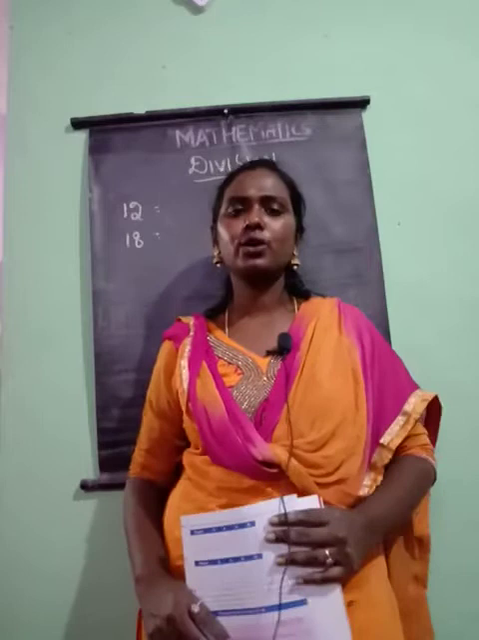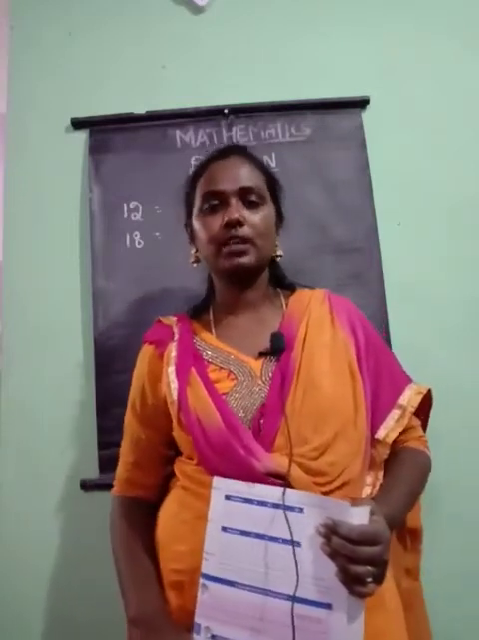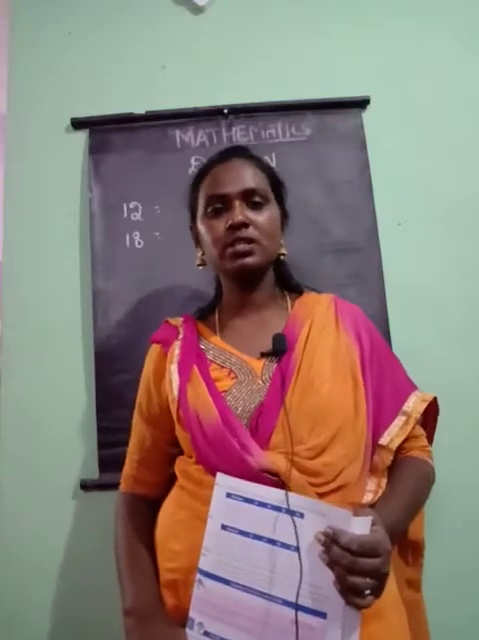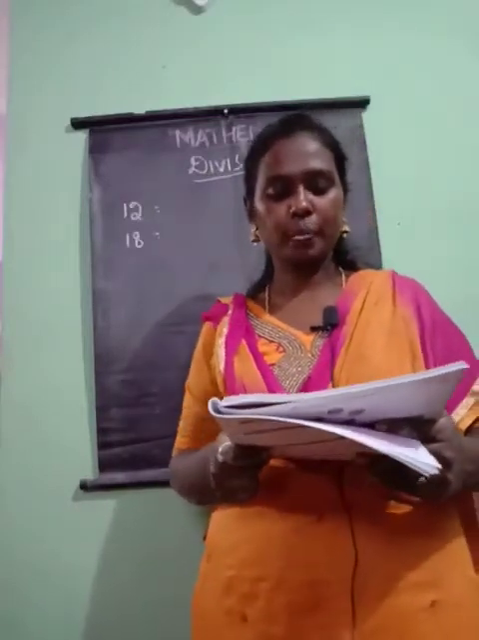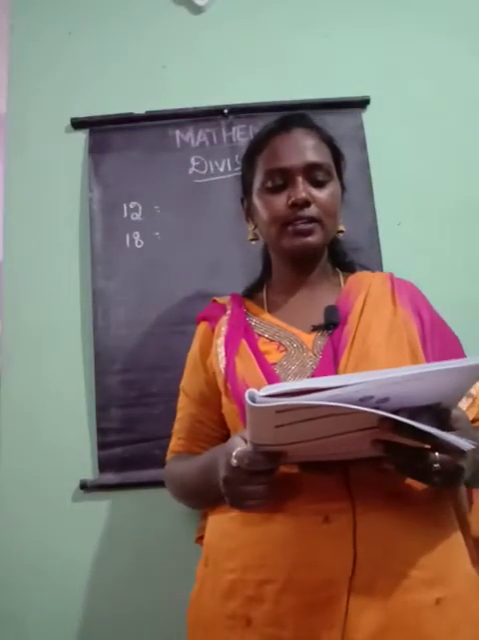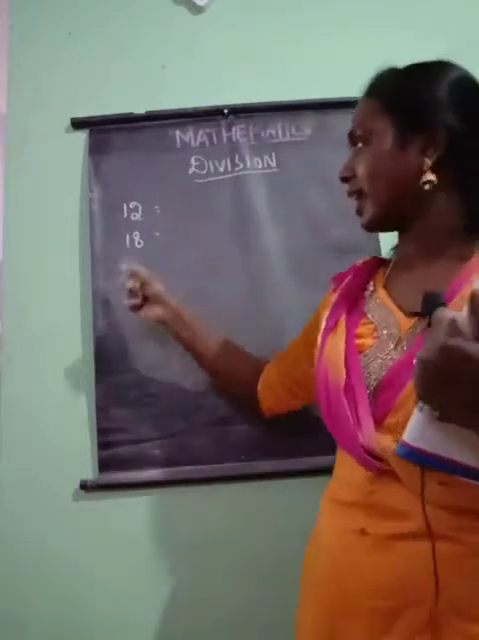In our last video we learned the meaning of HCF and LCM. HCF is the highest common factor, and LCM is the least common multiple. Okay, so here is a question. Let us read and solve. Find the highest common factor, that is HCF, of 12 and 18.